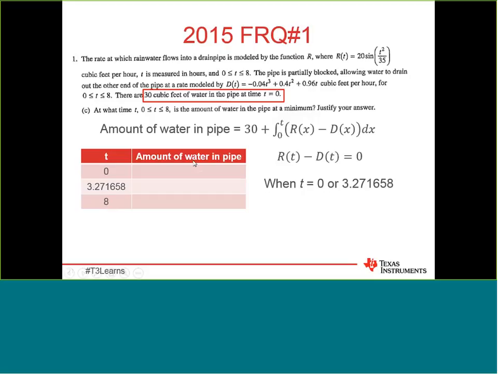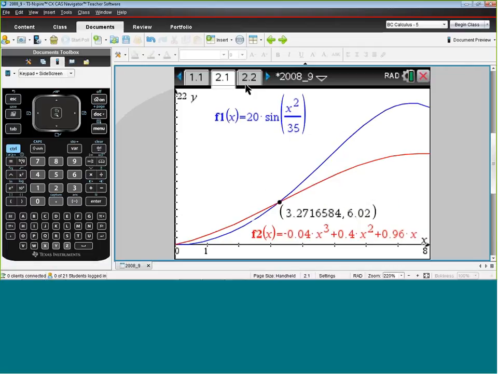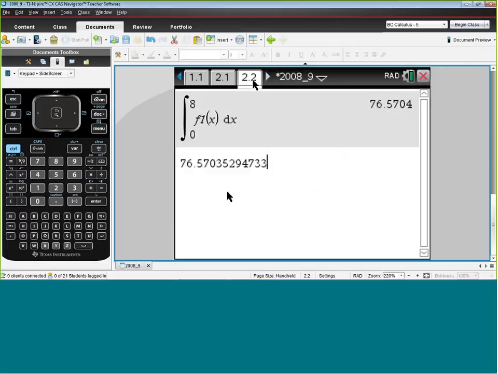We need to compute the amount of water in the pipe. Now, when time is 0, well, that'd be the integral from 0 to 0, which is 0 plus 30. So this answer here would be 30, but we need to figure out what these other two values are. And to do that, we're going to go back to the calculator, and I'm going to do this one on the Inspire to evaluate. Well, we've already shown how to do it on both. On the Inspire, these windows talk to this page here.